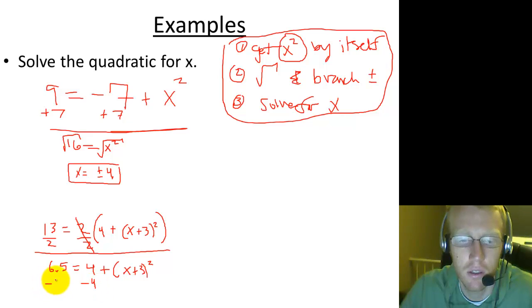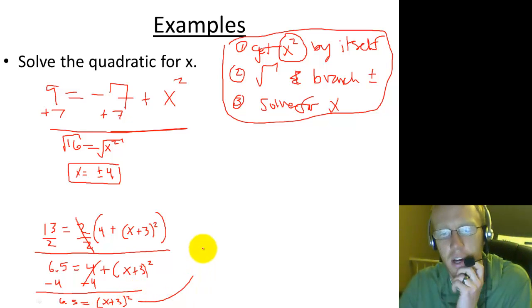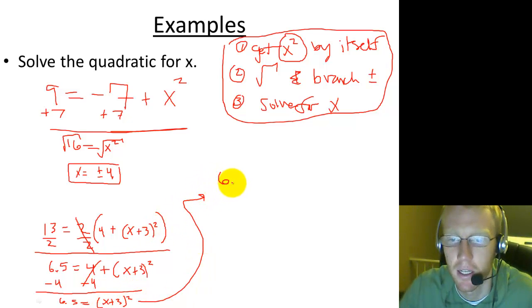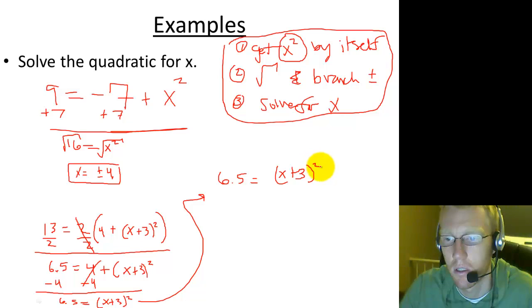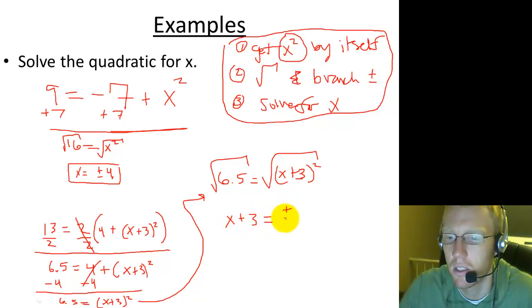Okay, now I subtract 4, so these cancel, and I've got 6.5 equals x plus 3 squared. Okay, so now I'm going to take the square root and branch, but let me rewrite what I had. 6.5 equals x plus 3 squared. So I'm going to take the square root of both sides, and now I can write x plus 3 equals plus or minus. I'm just changing the side that they're on. X plus 3 is from here. The square root and the square cancel each other out. Here I've got plus or minus the square root of 6.5.